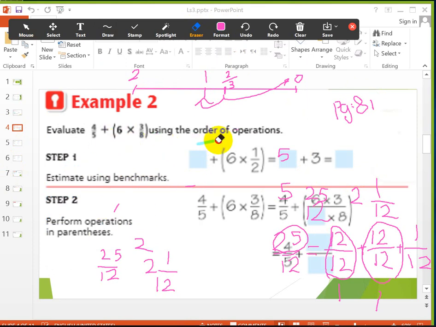I want to find the answer for this expression. And you remember, I think you remember how we order the operations. Remember the order of operations? And the order of operations will start with what? With parentheses, right? So you have to order the operations.